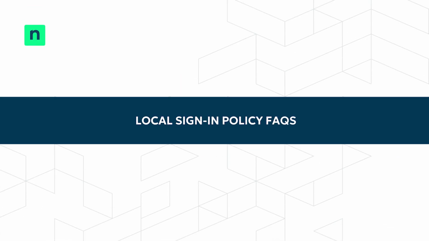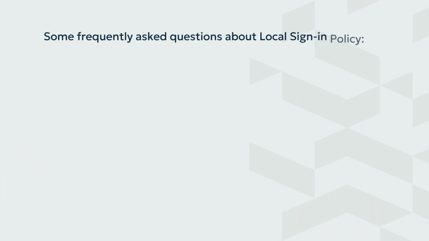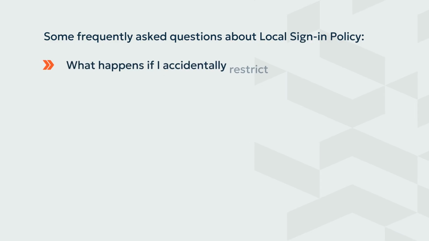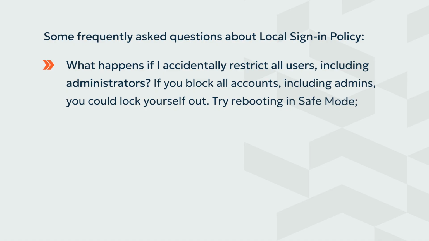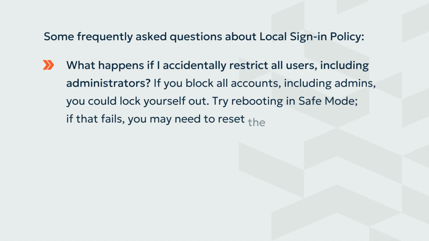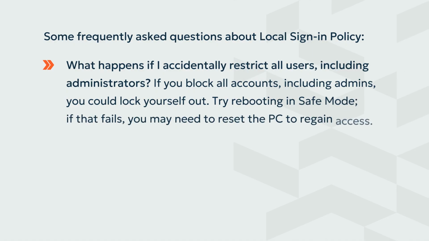Local sign-in policy FAQs. Here are some frequently asked questions about local sign-in policy. What happens if I accidentally restrict all users, including administrators? If you accidentally block all accounts, including admins, you could get locked out of the system. Try rebooting in safe mode. If that doesn't work, you may need to reset your computer to fix it.